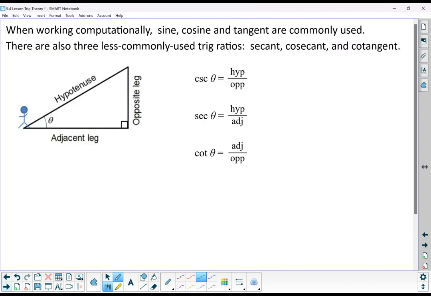When we're working computationally, sine, cosine, and tangent are the trig functions that we commonly use, but there are also three less commonly used trig ratios: the secant, the cosecant, and the cotangent. They're just the other ratios that are possible for that right triangle. Cosecant is abbreviated CSC. The cosecant of theta is the hypotenuse divided by the opposite. The secant of theta is the hypotenuse divided by the adjacent. And the cotangent is the adjacent divided by the opposite.